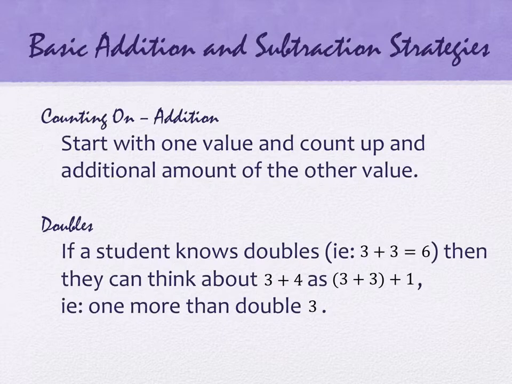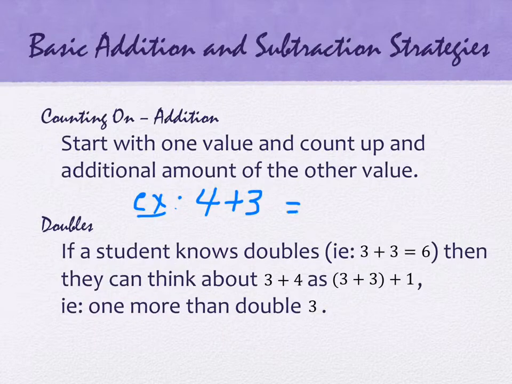But the counting on addition says you start with one value and you count up to the additional amount of the other value. So an example would be something like 4 plus 3, okay? And so usually what you see kids do is something like this: 4, 5, 6, 7. They count up, and they usually do it with their hands. Their hand actually has the number 3 on it when they're done, so they know when they stopped, and they know the number they said when they stopped is actually their answer. That's just called counting on strategy, okay?